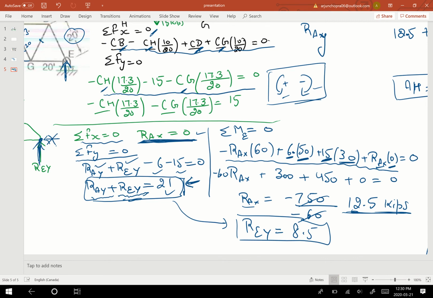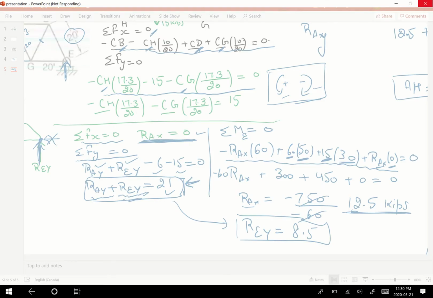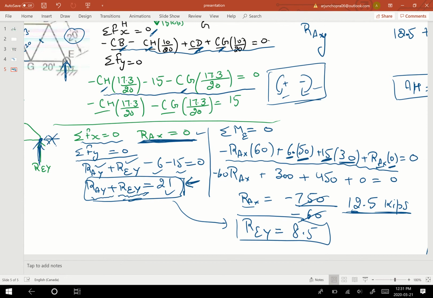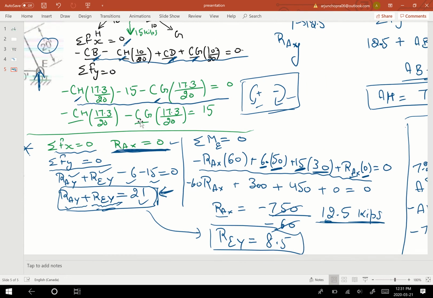So now once we figured out these values, I'm making a short video because this question is very lengthy, and I think it'll take me more than 20 minutes to complete this question if I'm doing a live presentation.